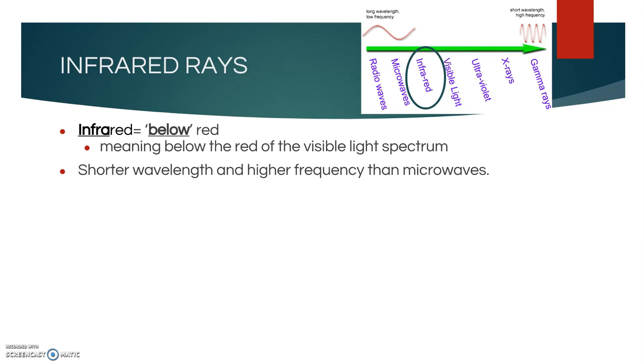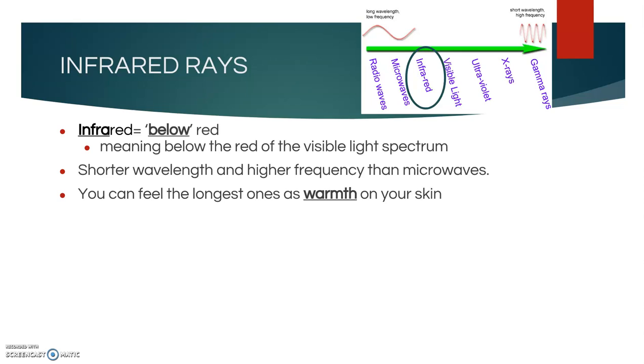Because we're moving from left to right, you should know that the wavelengths are getting shorter. So infrared has shorter wavelengths than radio waves, and their frequency and their energy is increasing.